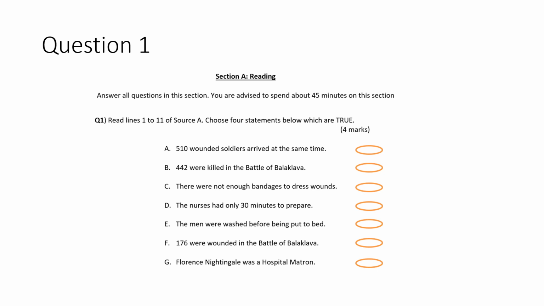So the first question is a very, very straightforward one. Question 1 is a true and false question, and you have to find the 4 true statements, and they will be quite tricky, but they'll be about one source, and usually it's source A that it goes with.